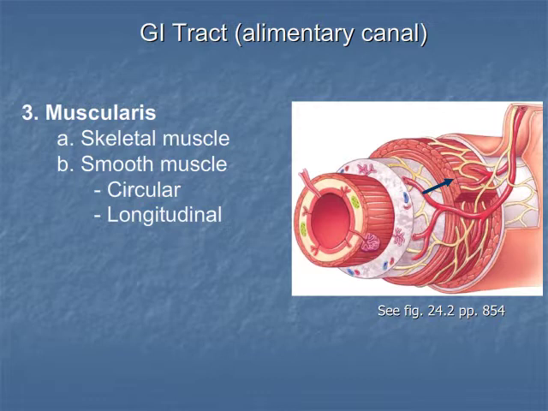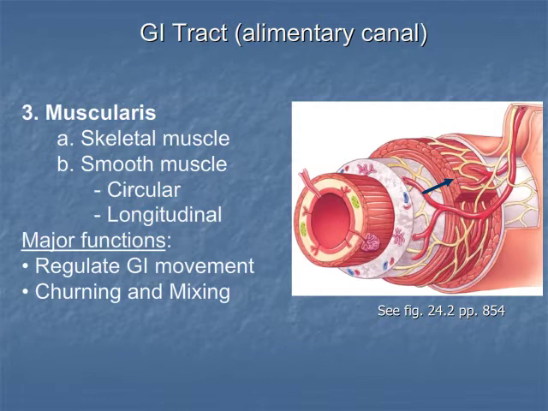And this different arrangement of fibers helps us to segment food and helps with mechanical digestion, and also helps to propel the food through the digestive tract through a process called peristalsis. So, major functions of the muscularis layer. One is the churning and mixing of food with enzymes. And another important function of the muscularis layer is that it regulates the passage of food from the mouth through the esophagus and eventually to the anus. So it's important for the directional movement of food from start to finish through the digestive tract.